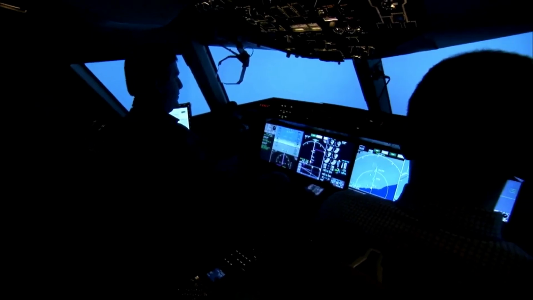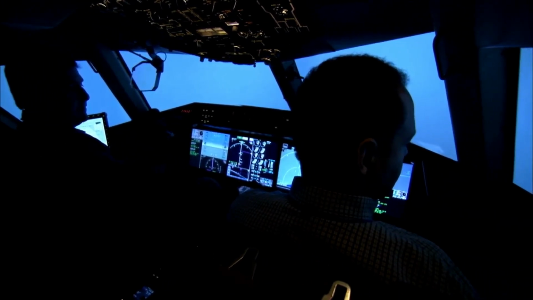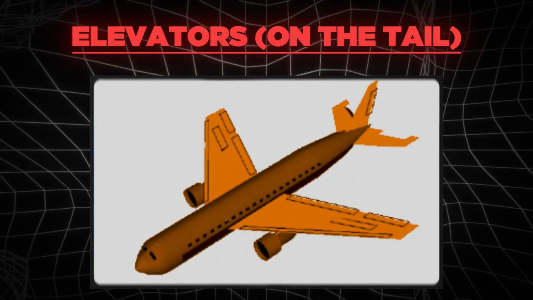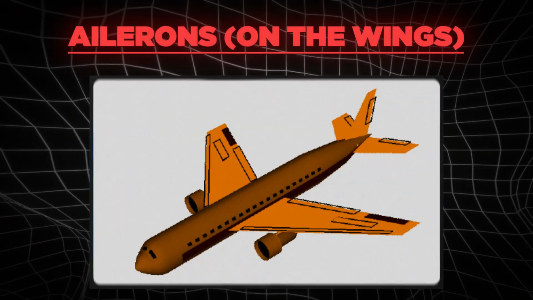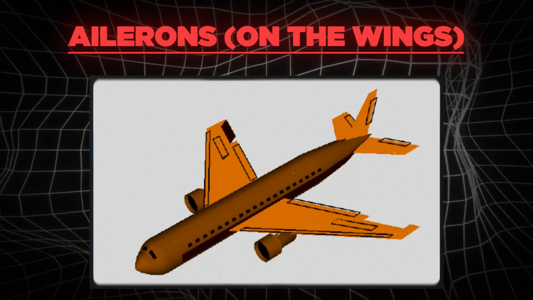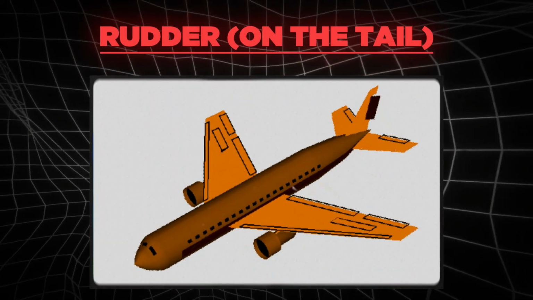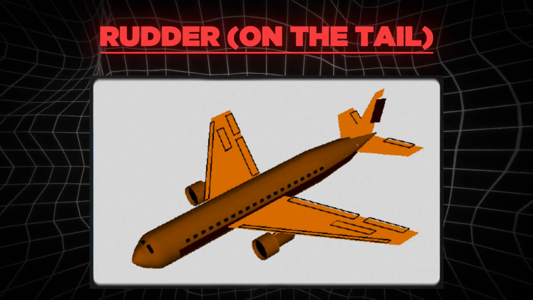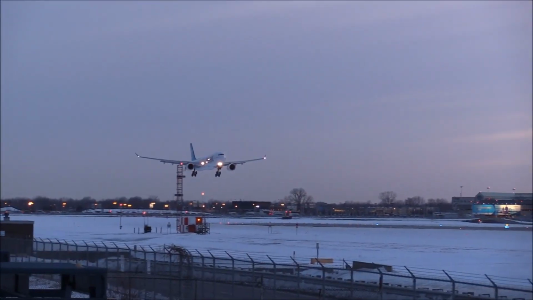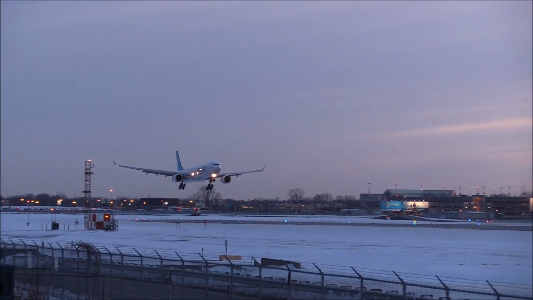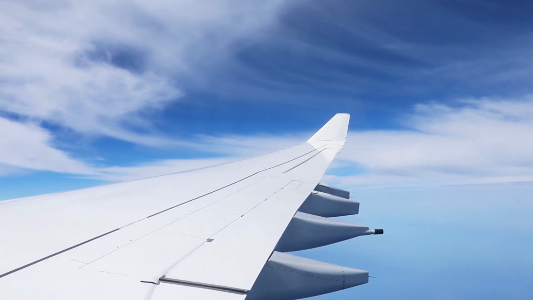Once the plane is in the air, pilots use 3 main control surfaces to manage the aircraft's movement. Elevators on the tail control the pitch, which makes the nose move up or down. Ailerons on the wing control the roll, allowing the plane to tilt left or right. The rudder on the tail controls the yaw, which turns the plane left or right around its vertical axis. Together, these controls allow pilots to maneuver the aircraft in all directions, ensuring smooth and precise flight.